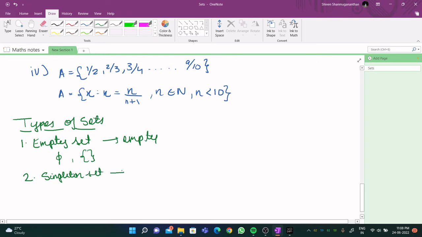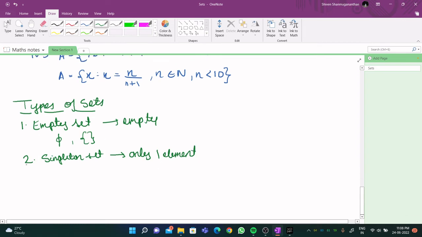Now, again, as the name suggests, singleton. The set will have only one element. Now, I'll give you an example here. A is equal to 4, or simply A is equal to 5.